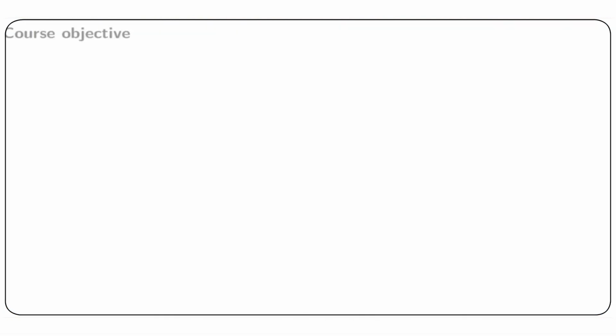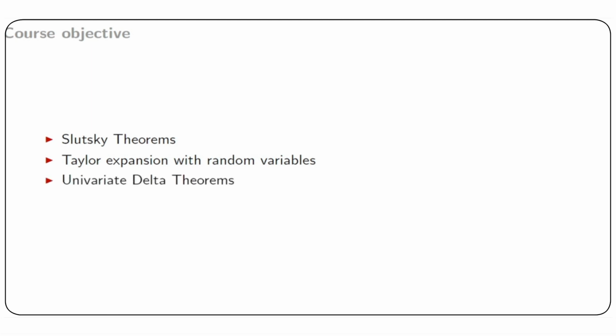So as we have discussed, we shall start with Slutsky theorems. Actually, in our last module we have seen probability convergence and distribution convergence, and Slutsky theorem is a combination of these two modes of convergence. Then we pass on to our next topic, which is about Taylor expansion, where the arguments are the random variables, and then discuss univariate delta theorems. Of course, all these will be supported by adequate examples. So let us start with Slutsky theorems.